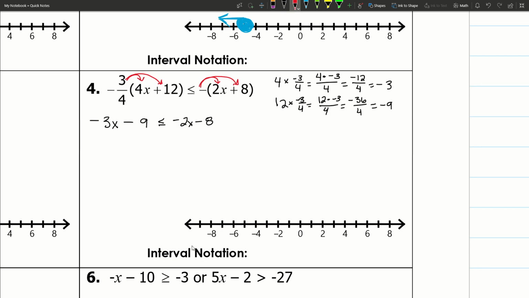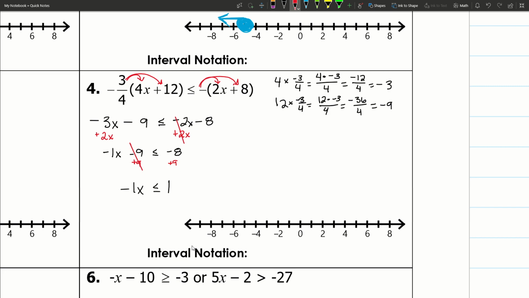We like to keep our x on the left, so I'm going to choose to add this 2x away. Negative 3 plus 2 is going to give us negative 1. And we still have that minus 9 and that minus 8. We add our 9 away so that we have negative 1x is less than or equal to 1, because negative 8 plus 9 is 1.